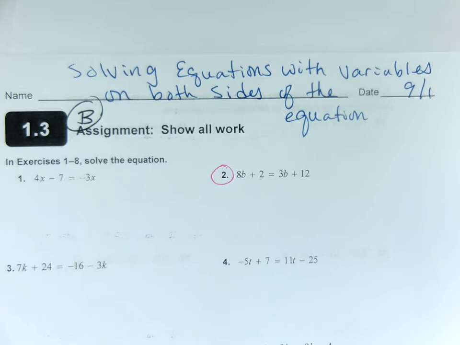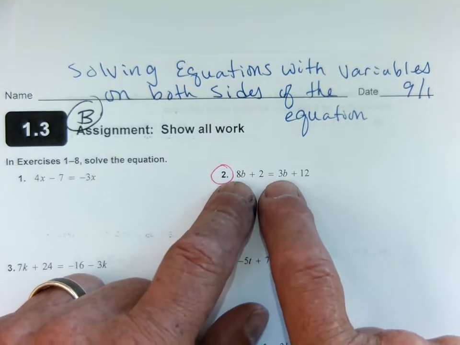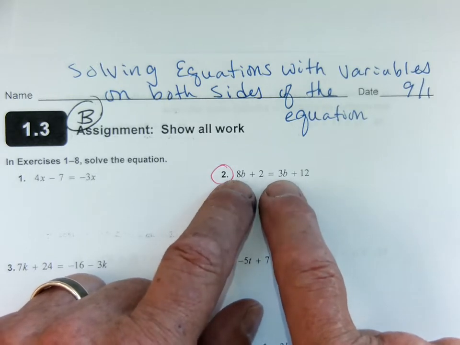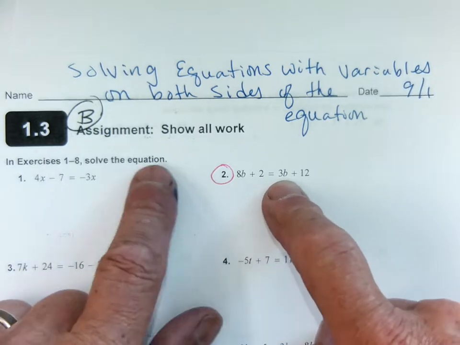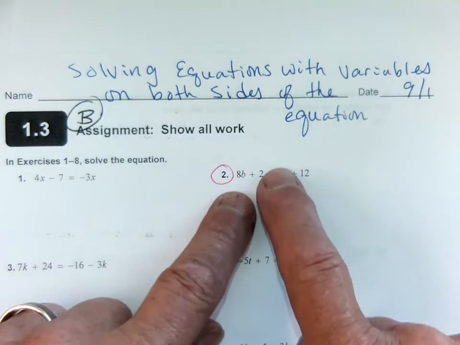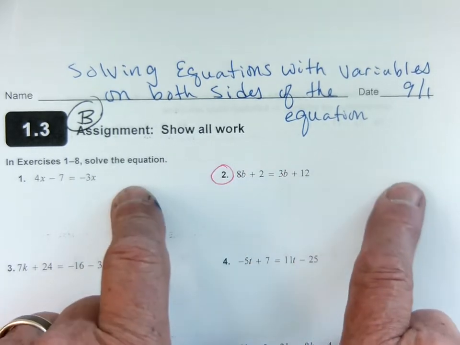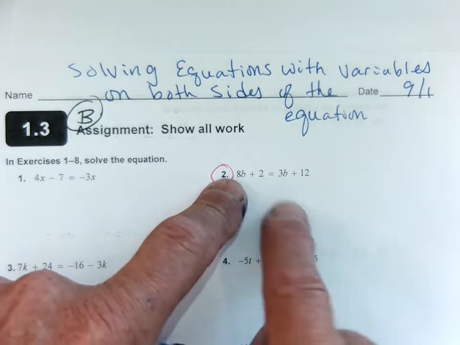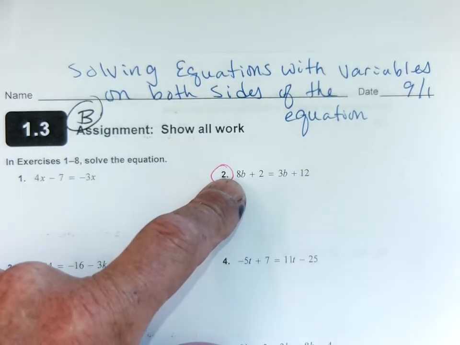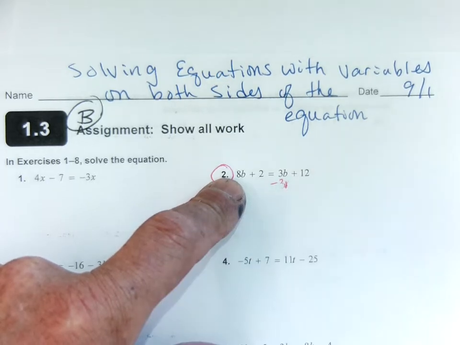The idea is to solve for B, for just B. But there's two different B's. There's an 8B and there's a 3B. And if I want to solve for B, I want to get rid of one of these two. I can't combine them because they're on opposite sides. But what I can do is get rid of one of them. So I'm going to subtract 3B because that will get rid of it.